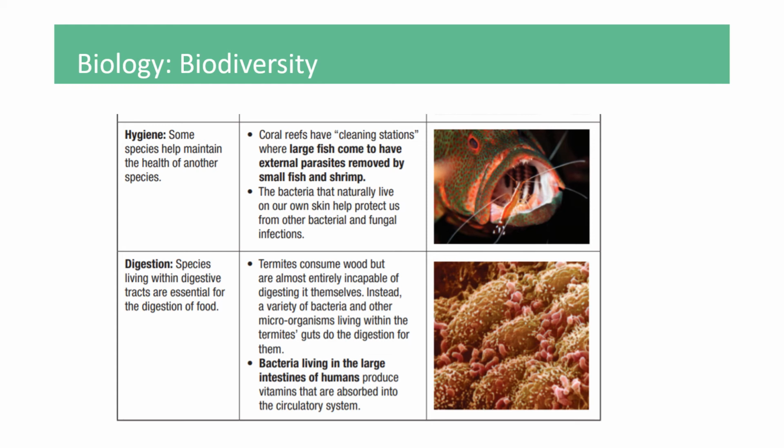Digestion. Species living within digestive tracts are essential for the digestion of food. Termites consume wood but are almost entirely incapable of digesting it themselves. Instead, a variety of bacteria and other microorganisms living within the termite guts do the digestion for them. Wow! Bacteria living in the large intestines of humans produce vitamins that are absorbed back into the circulatory system.